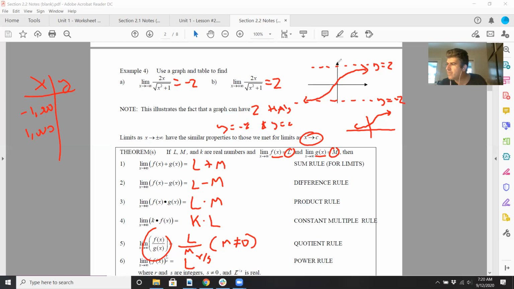Now, another thing that we might want to just discuss, I'm looking at my annotations here. Could you have 3 horizontal asymptotes?